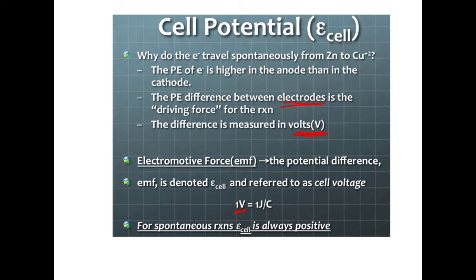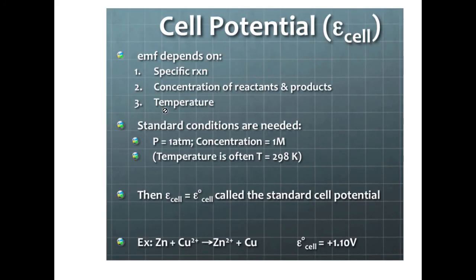So for a spontaneous process, or a thermodynamically favorable process, the cell potential is always positive. Always positive. We now have a third way to know if a process is spontaneous. Free energy has to be negative, K has to be greater than 1, and now our cell potential has to be positive. So three ways to tell if something is thermodynamically favorable. All right, let's take a look at the last little bit.